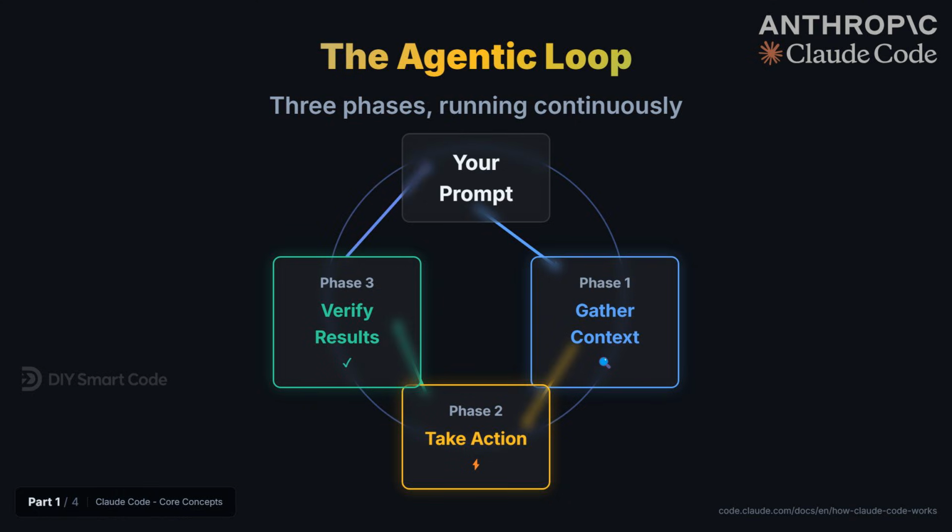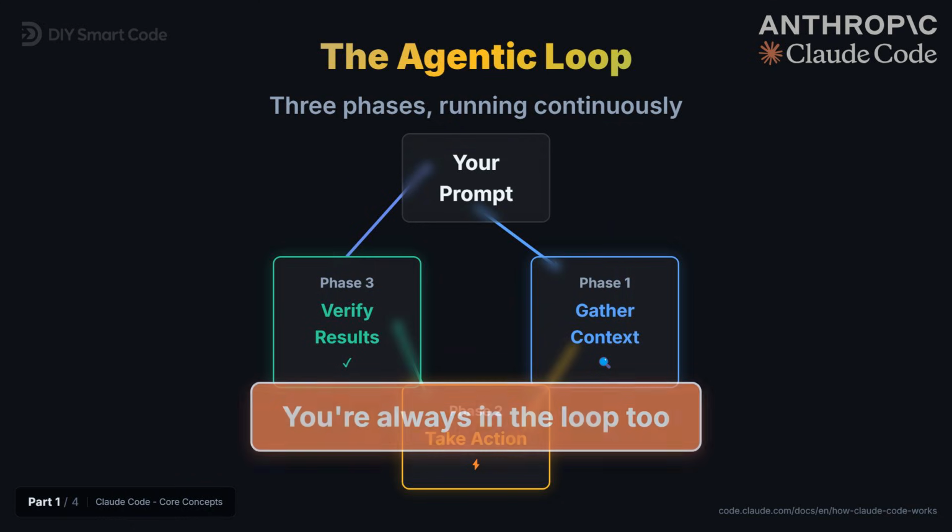Then it loops back. Each step feeds into the next. If the tests fail, it reads the errors, adjusts the code, and tries again. And here's the key. You're always in the loop too. You can interrupt at any point to steer Claude in a different direction. It works autonomously, but stays responsive to your input.